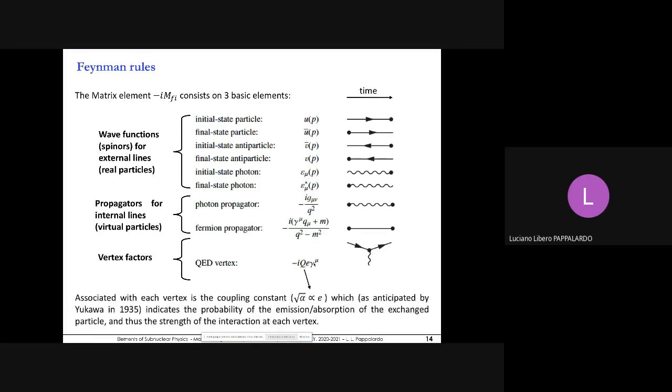So just to repeat, associated with each vertex is the coupling constant, okay, which is the square root of the fine structure constant, which is proportional to the electron charge, which, as already anticipated by Yukawa in 1935, indicates the probability of the emission or absorption of the exchanged particle, and thus it corresponds to the strength of the interaction at each vertex.